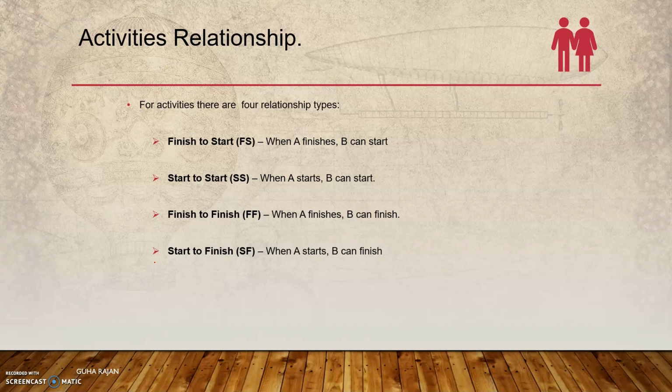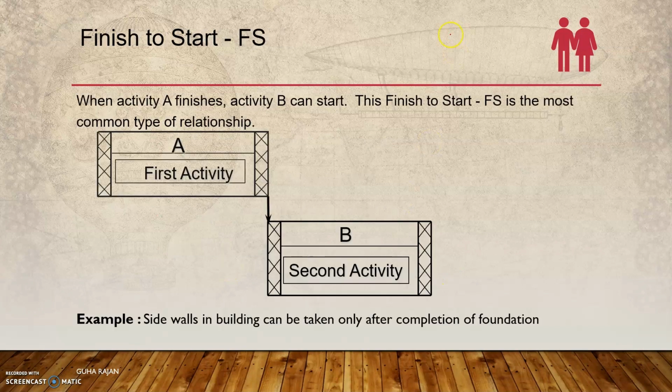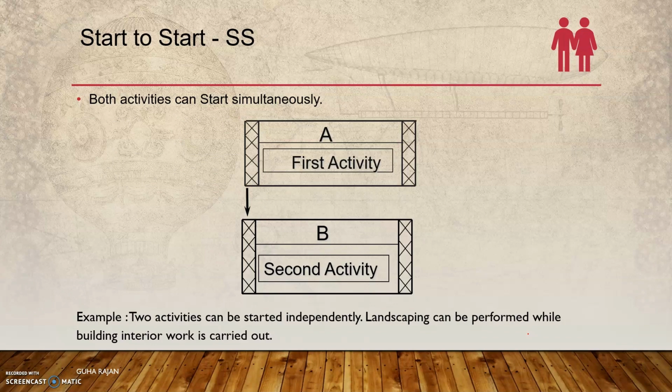And for creation of the Gantt chart, day in and day out, generally project managers use the Gantt chart for tracking the project to check whether it is on schedule. So finish to start is the simple one. The first activity finishes, the second activity can start. For example, the side walls in a building can be taken up only after completion of the foundation. So that's finish to start, and the most common one.